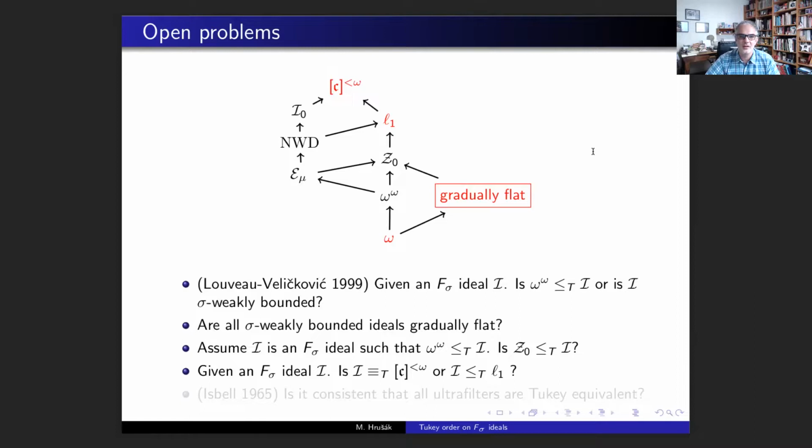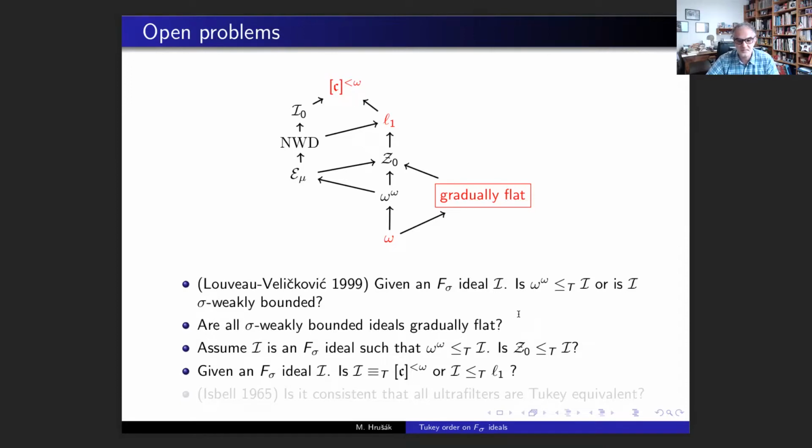So the open problems are really, we need more examples of Tukey types of F sigma ideals. But to test those examples, I will pose some open problems. The first one is I will repeat this Louveau-Veličković question, whether everything is either on top of omega to the omega or it is sigma weakly bounded. The sort of bold question is, are all sigma weakly bounded ideals gradually flat? Well, all the ones we know are, but it's probably false, but as I said, we want more examples.